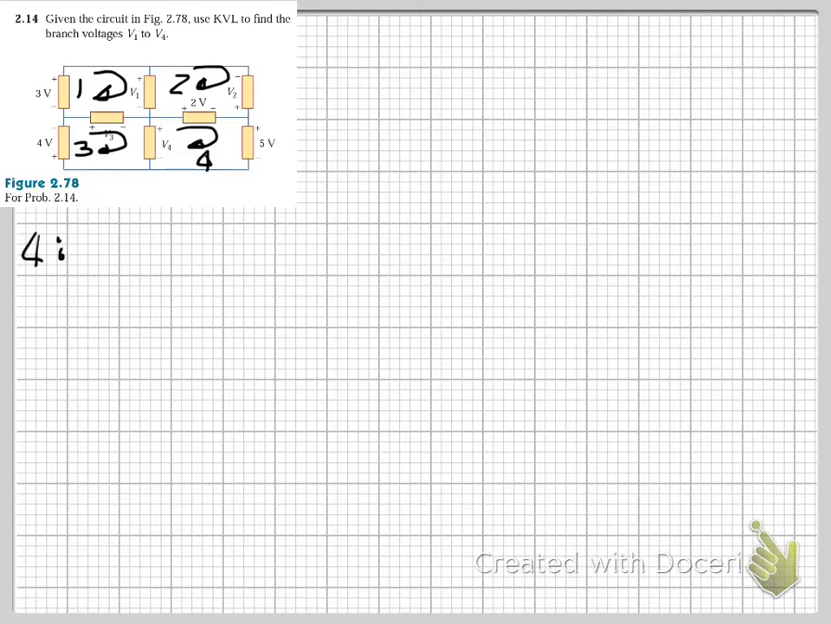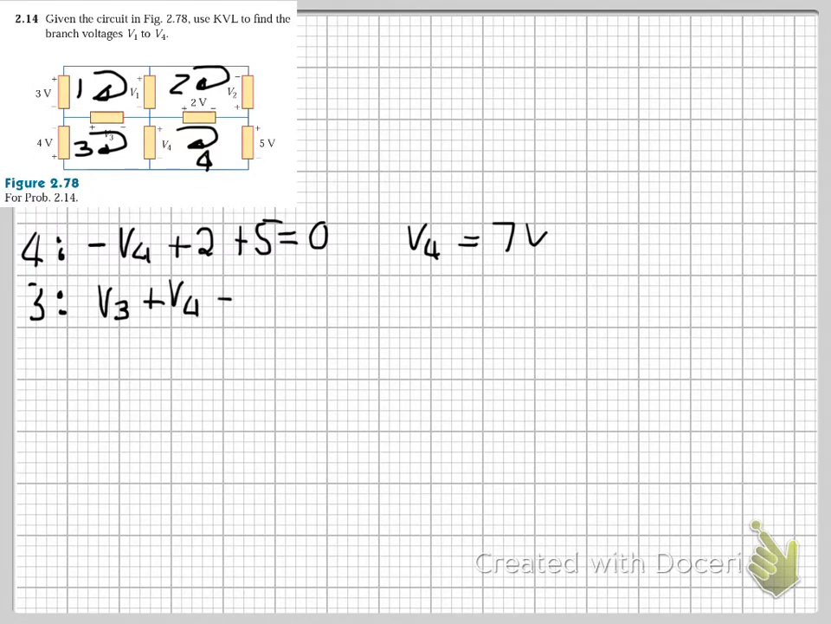Right, so in loop 4 we have negative V4 plus 2 plus 5 is equal to 0. This gives us that V4 is equal to 7 volts. And then in loop 3 we have V3 plus V4 plus 4 is equal to 0. This gives us a value of V3 is equal to negative 11.